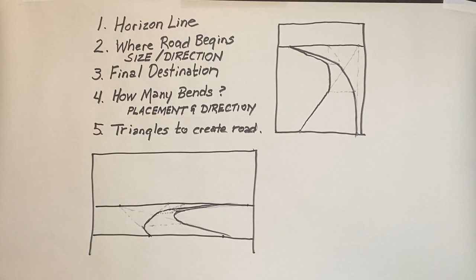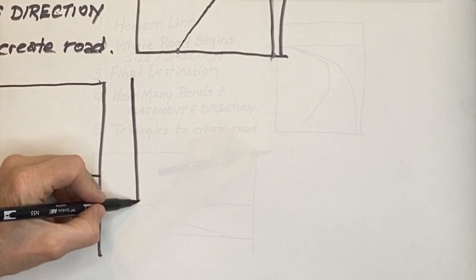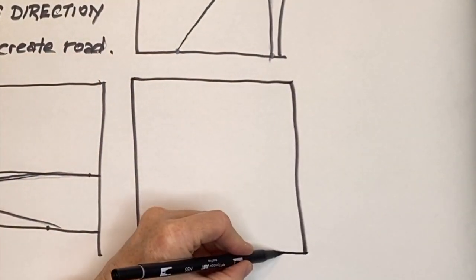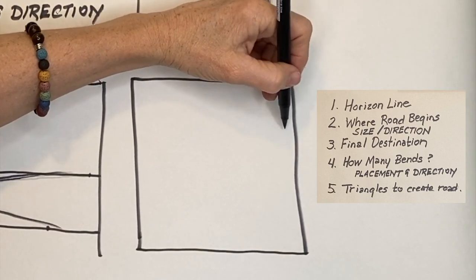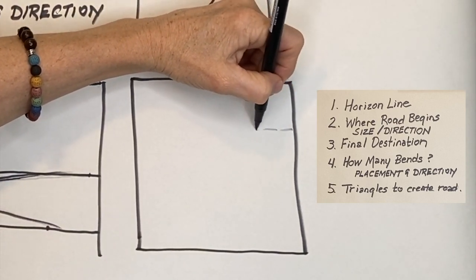All right, let's do one more. And with this one, let's do something interesting here. I'm going to start the horizon line in the lighter marker. Okay, let's do the horizon line like right here.